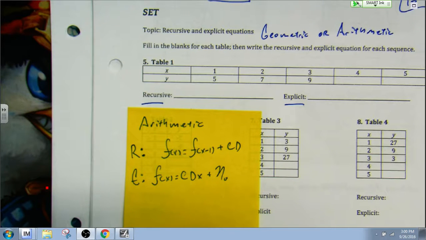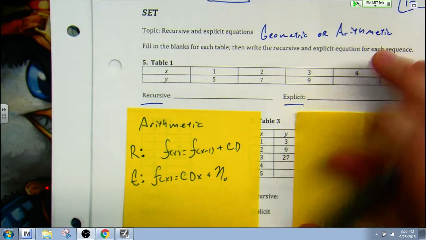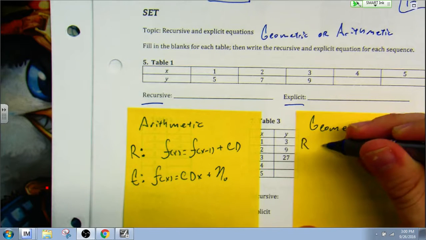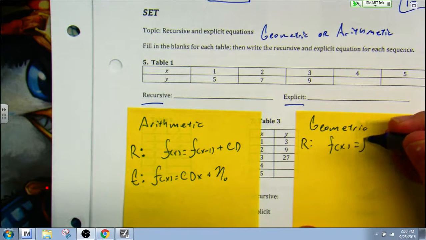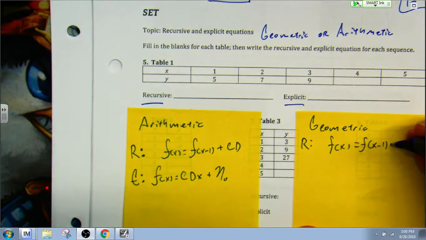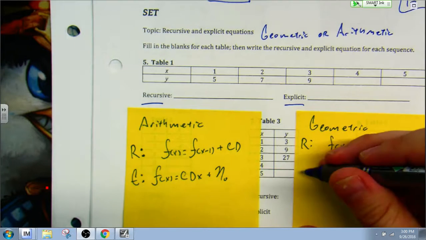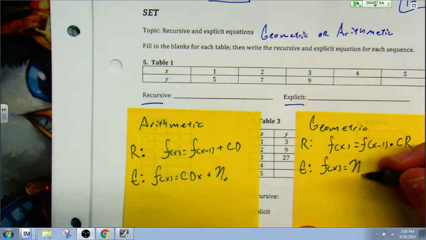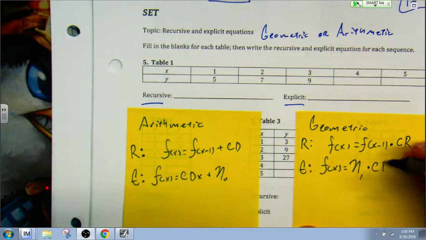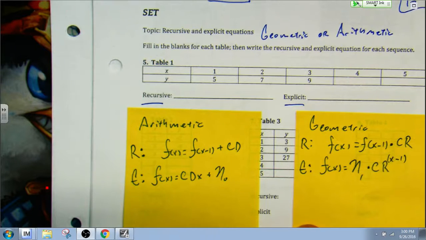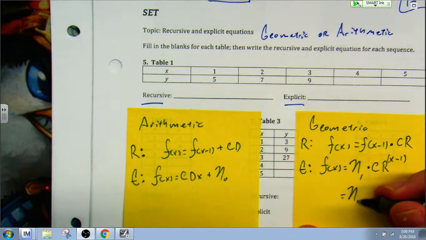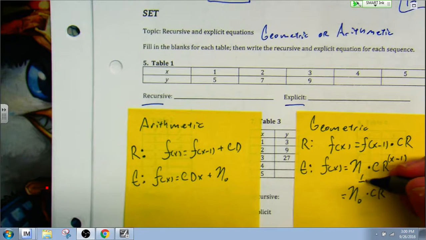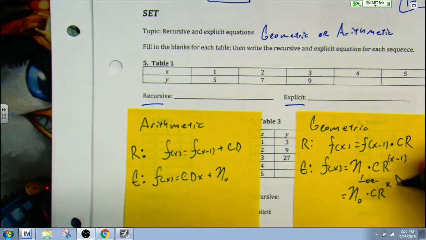For geometric, it is slightly different. For geometric, recursive, we know that f of x equals f of x minus 1, but this time we multiply by our common ratio. And for explicit, we know that f of x equals our first term times our common ratio to the x minus 1 power. Or as some of the examples today showed, it could be the 0th term times our common ratio, but in this case only to the x power. So it's either one of these. But typically this is the one we want to use.